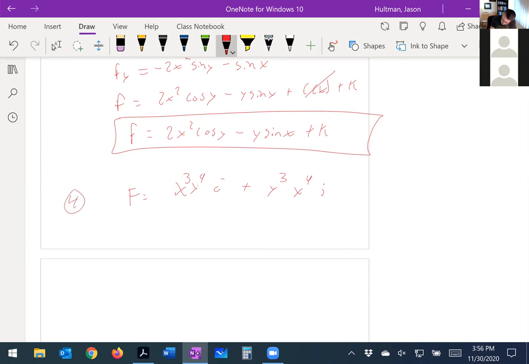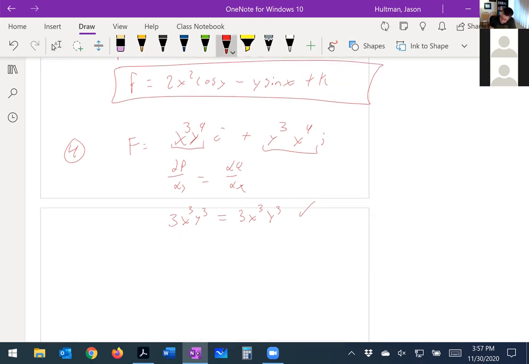That's number 4. Is it conservative? Obviously it is, because they're telling us that we can do this, but let's just check it. Is dp dy equal to dq dx? Take this one with respect to y. That's going to be 3x cubed y cubed. Take this one with respect to x. That's the same thing, 3x cubed y cubed. So it is conservative.